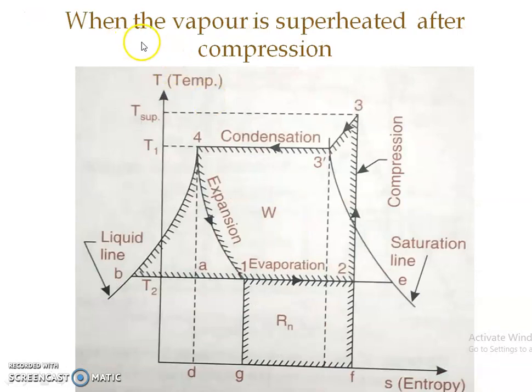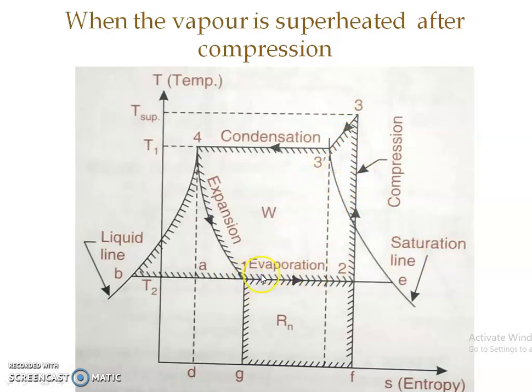In the next slide, we have discussed the case when the vapor is superheated after the compression process. We have to show the line 3 to 3 dash, which is the superheating after the compression process.